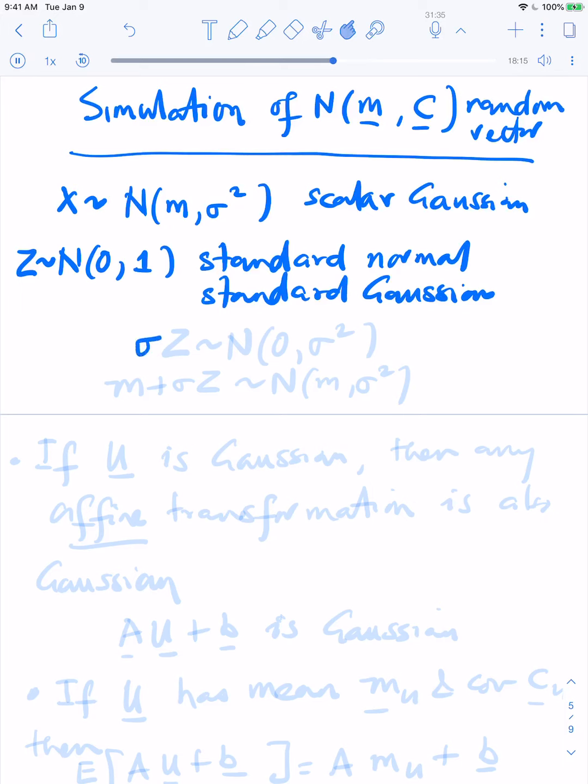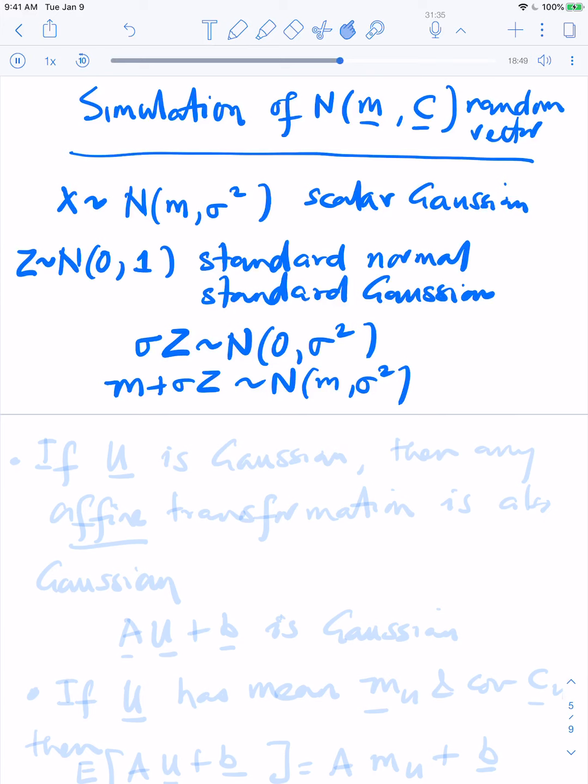Basically, if I scale Z by sigma, the variance will scale by sigma squared, and so Gaussian 0 sigma squared random variable. And if I want a non-trivial mean, then I just add the mean to that, right? So m plus sigma Z is Gaussian m sigma squared, and that's the desired distribution of X. And now we have to talk about how we generalize this to higher dimensions.